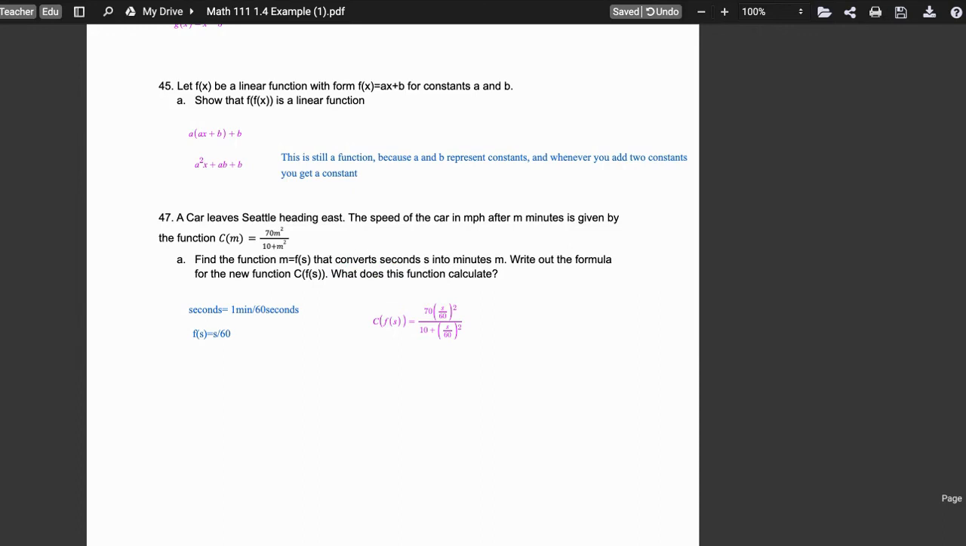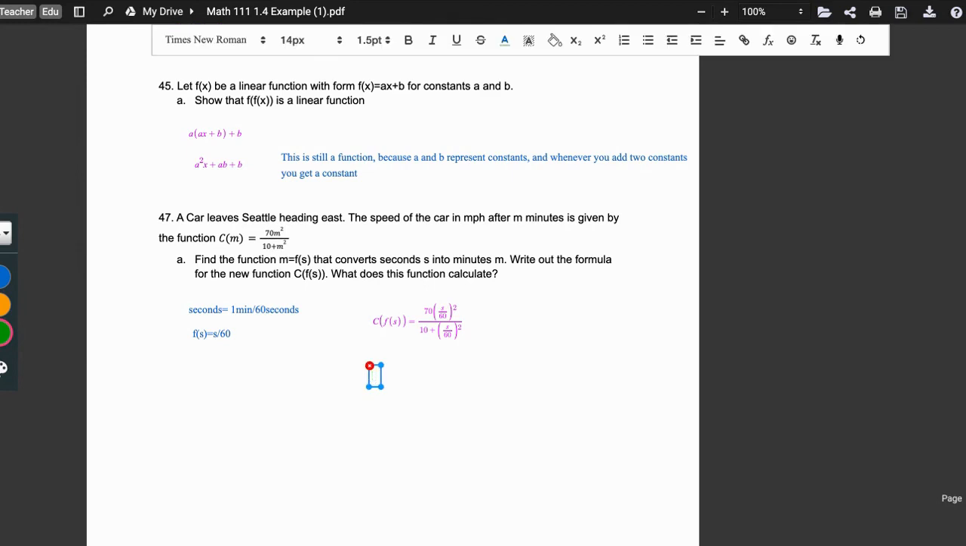Well, let's think about it. The inside function converts from seconds to minutes. And then the outside function determines the miles per hour from minutes. So if I put those two concepts together, then really what this function is calculating is the speed of a car after s seconds. See how it just kind of changed it. The original function gave the speed of a car after m minutes. Well, by putting that conversion, s over 60, into the middle, now we're finding the speed of the car after s seconds. So we're breaking it down even further.